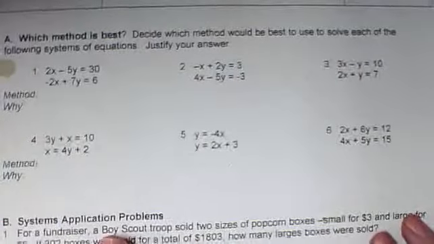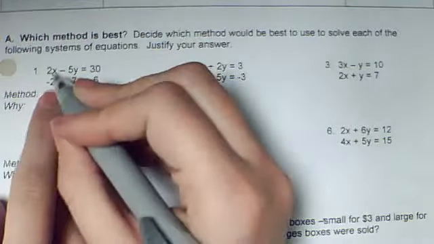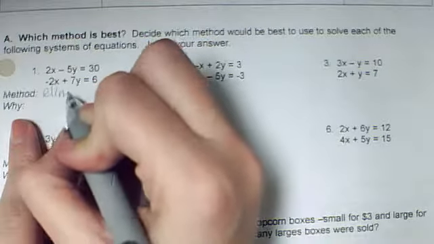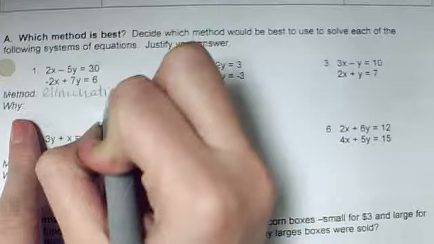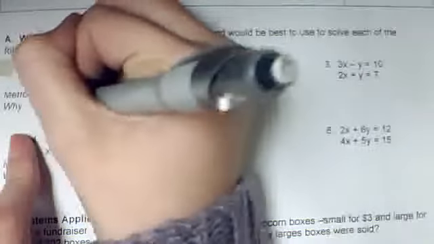In section A of our notes/homework, we went through a couple of these problems together, and then you finished for homework which ones you thought were the easiest to use. Without solving, just tell me which one is the easiest. In this one, we decided elimination, and we said that was the case because I could automatically cancel 2x and negative 2x.